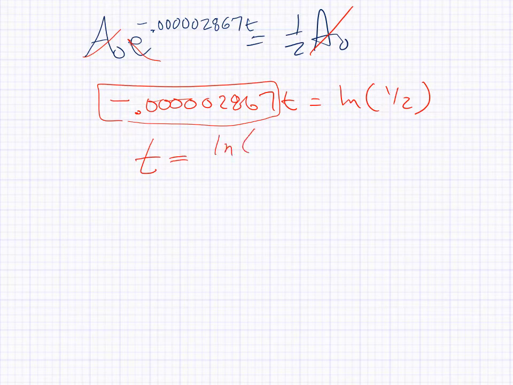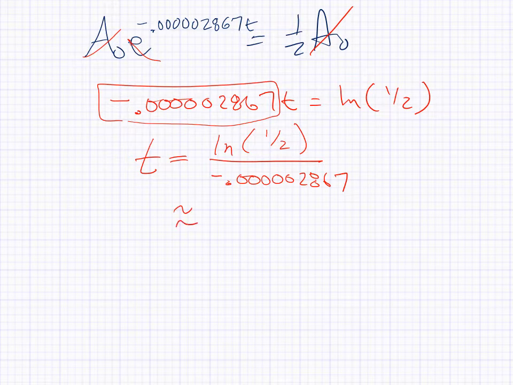the log of 1/2 over negative 0.0000287. And so this will be roughly 241,767 years. That's a lot, right? It's going to take a long time to have half of this left over.